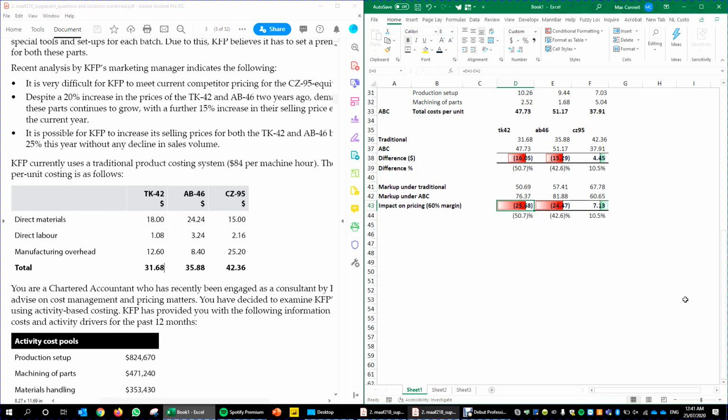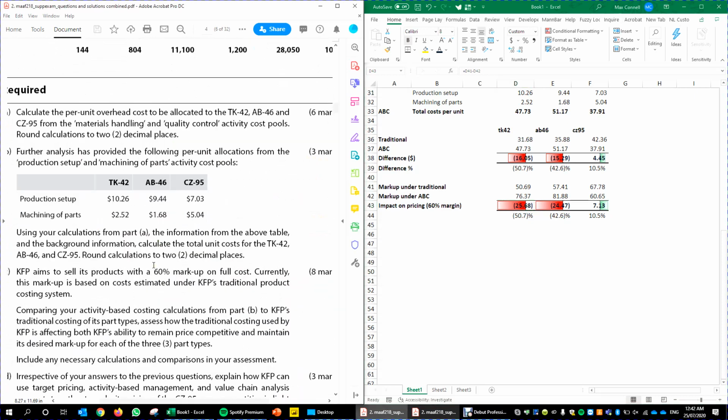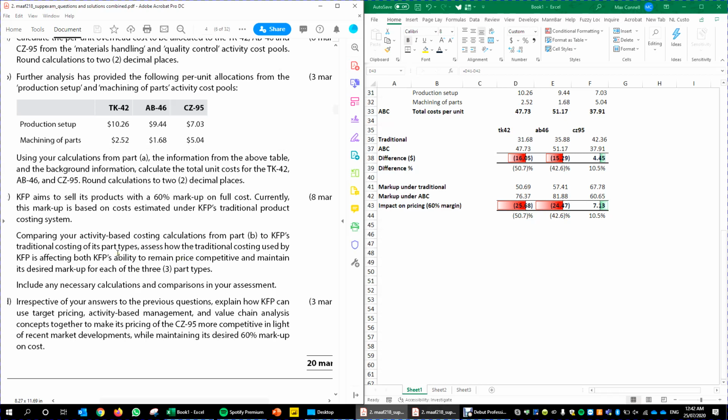Now, this is where you really get those extra marks, is actually linking it back to the question, which is talking about implications for KFP's ability to remain price competitive. So obviously, if they're selling a product for more than it should be, under a different cost method, then it's making the company less price competitive.